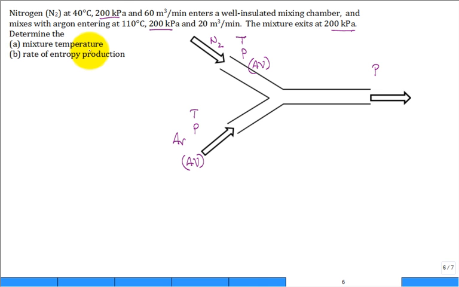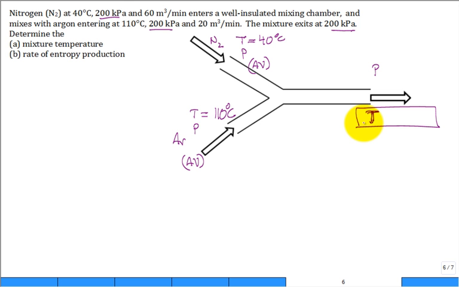The mixture temperature. Is it this temperature coming out? Yeah. Okay, so the nitrogen comes in at 40 degrees C, and the argon comes in at 110 degrees C. If you just had to take a wild guess, what would you guess is the temperature of the outlet? About 75. You add 40 and 110, you get 150, divide by 2, about 75.